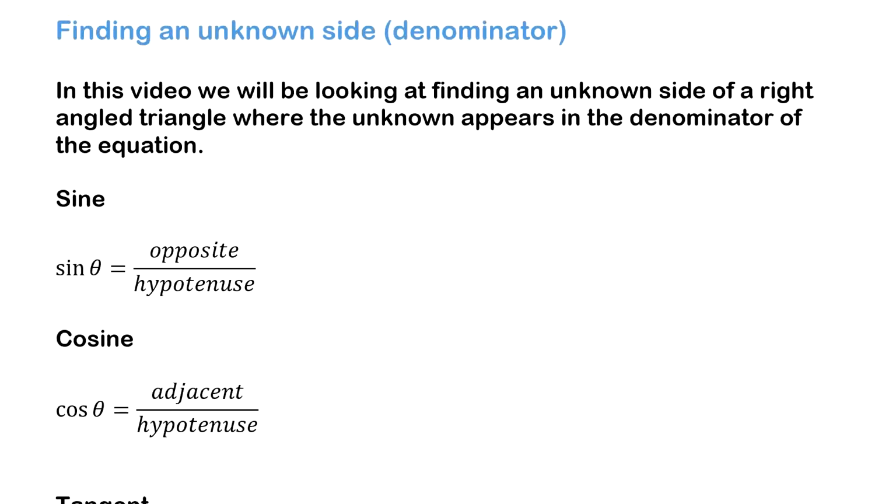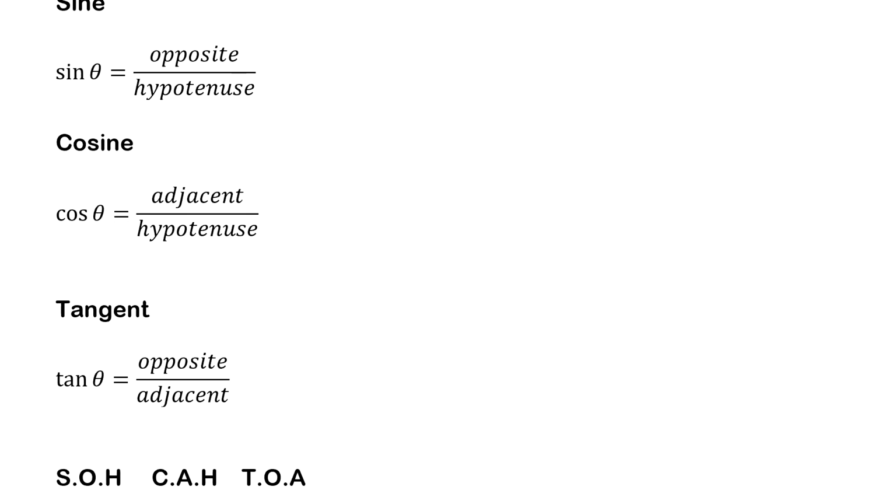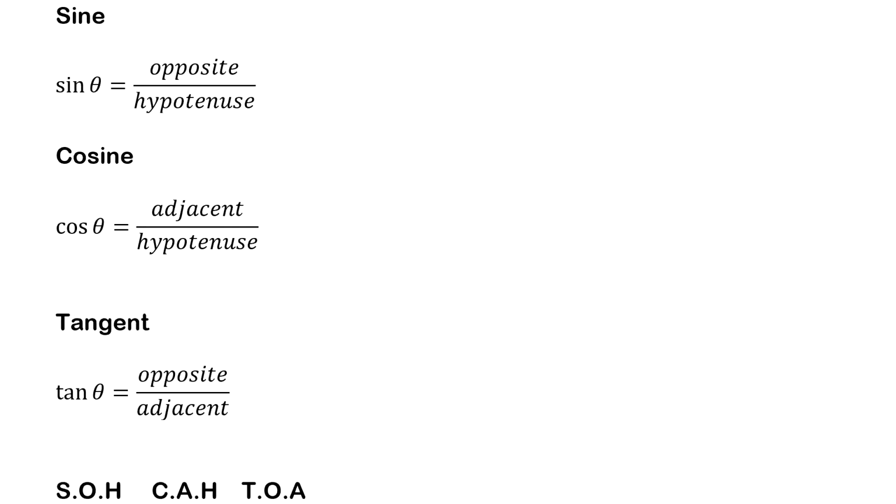In this video, we'll be looking at finding an unknown side of a right angle triangle where the unknown appears in the denominator of the equation. So before we begin, remember our ratios. We have sine theta equals opposite over hypotenuse, and we remember that by using SO. We have cosine, which is cos theta equals adjacent over hypotenuse. And finally, we have the tangent, or tan theta, equals opposite over adjacent, or TOA.